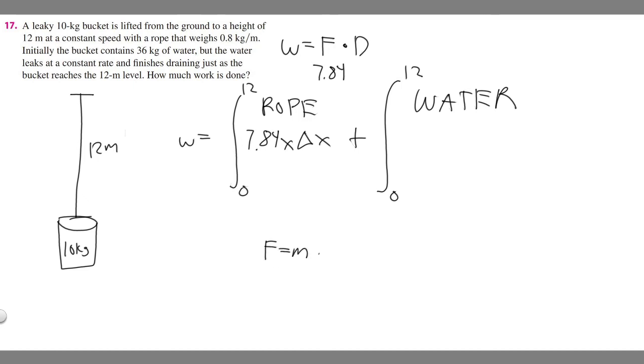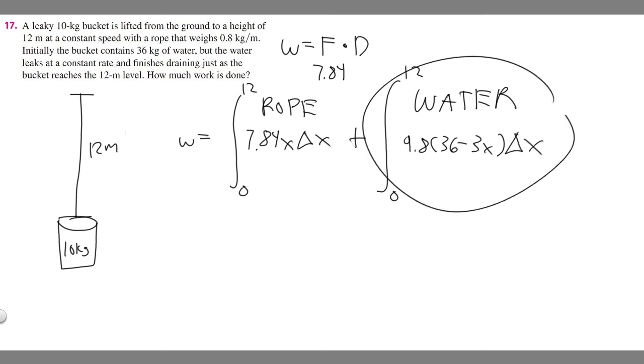This is going to be our function, because we're trying to find force. That's our mass, but we need to multiply it by acceleration. The function 36 minus 3x represents the mass, and it doesn't yet take into account acceleration, so we also have to multiply this by 9.8. So 9.8 times (36 minus 3x), and then don't forget to find work, we have delta x after. This is our water integral.